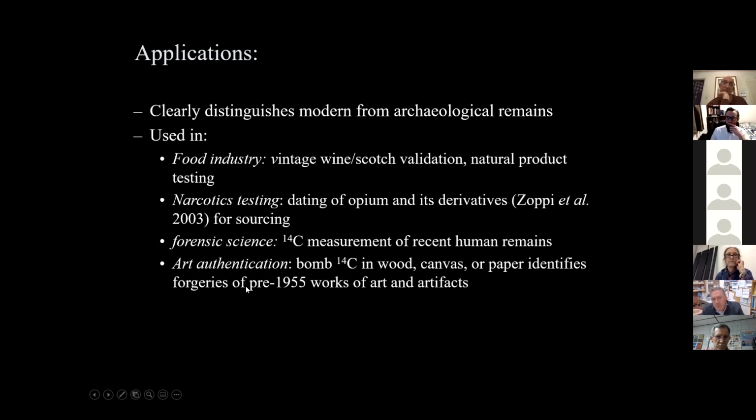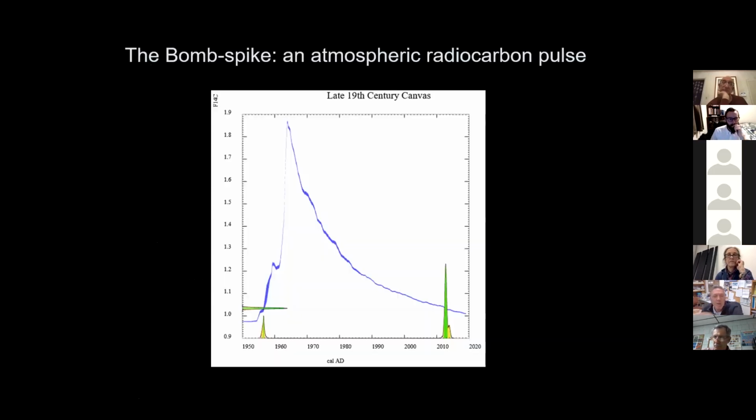And I've used the term forgeries here. This really is a very blunt terminology, and I'm a little bit embarrassed using that for this audience. This was for another audience. But here is a calibration plot using the bomb spike, and so you have a 19th century canvas. You measure the amount of C14 in the canvas. There's the measurement of C14, and this is the atmospheric C14 levels over the past 65 years. So our measurement intersects with this brief period in the 1950s when it skyrocketed from natural levels upward.